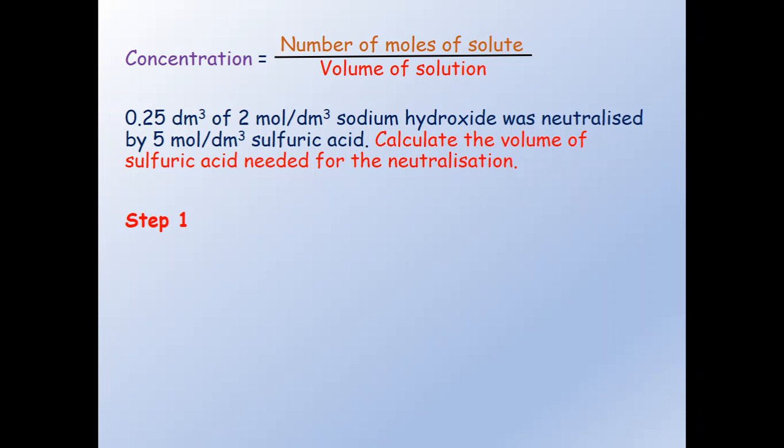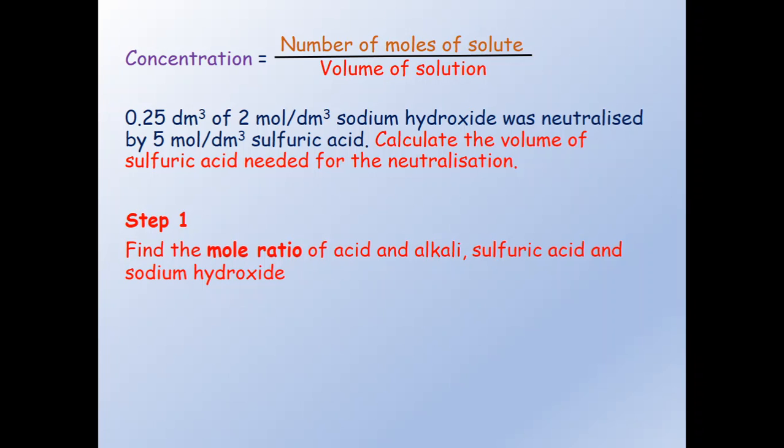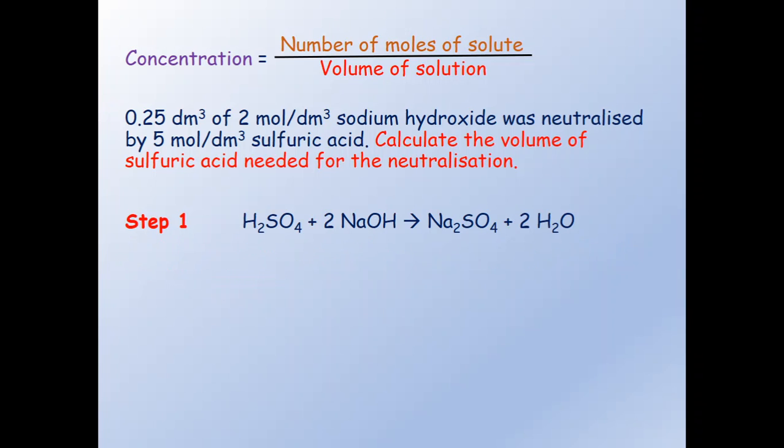Step 1, like last time, is find the mole ratio of acid and alkali, so in this case sulfuric acid and sodium hydroxide. To do this we need the balanced equation, which is H2SO4 for sulfuric acid plus 2NaOH for sodium hydroxide reacts to Na2SO4, sodium sulfate, plus 2H2O, so water.